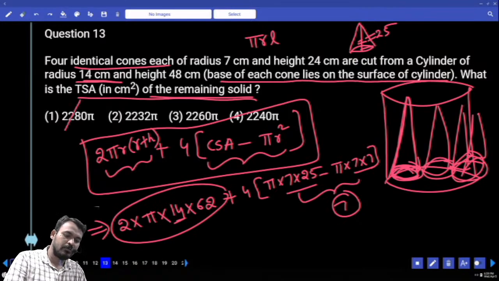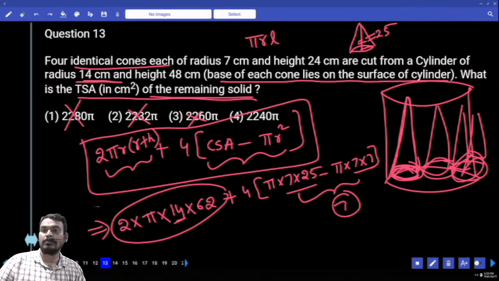First option a multiple of 7? No. Second option? No. Third option? No. Fourth option? Yes.